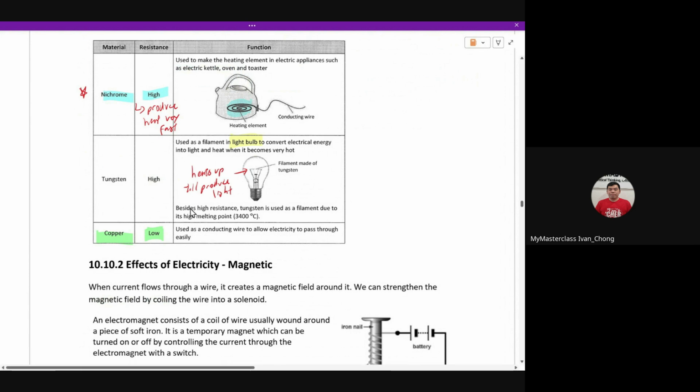Okay, so that's why we're not going to focus too much on this, but you need to know that tungsten exists. It's a special metal that has a very, very high melting point. Okay, so do take note, high melting point.